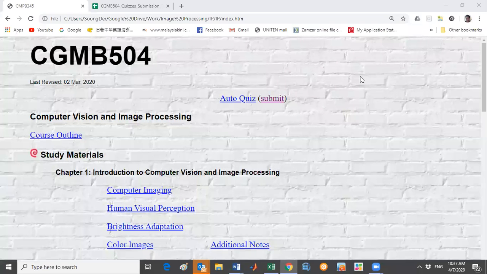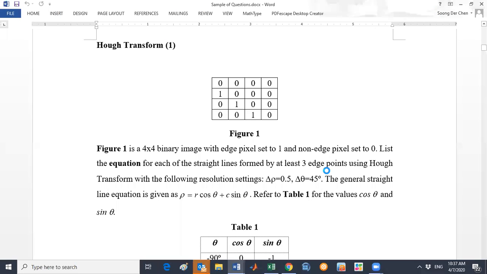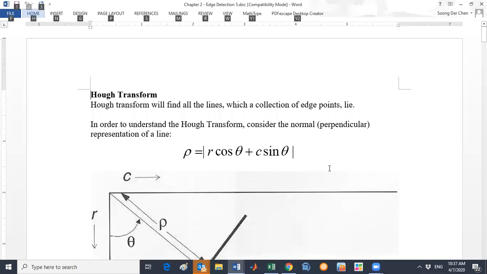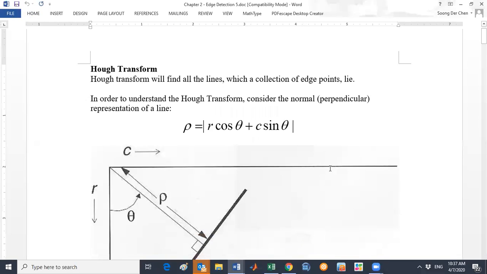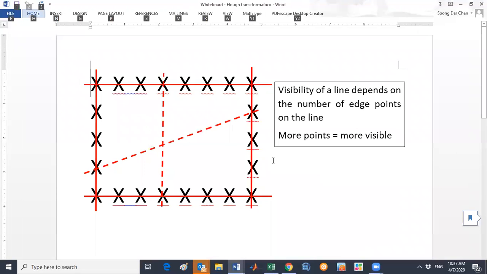Today we are going to cover another topic of edge and line detection under the Hough Transform. So you can click this one, part 5. All right, so today what we want to do is to find the lines, which are a collection of edge points. Before that, maybe I can look at what I have prepared here.